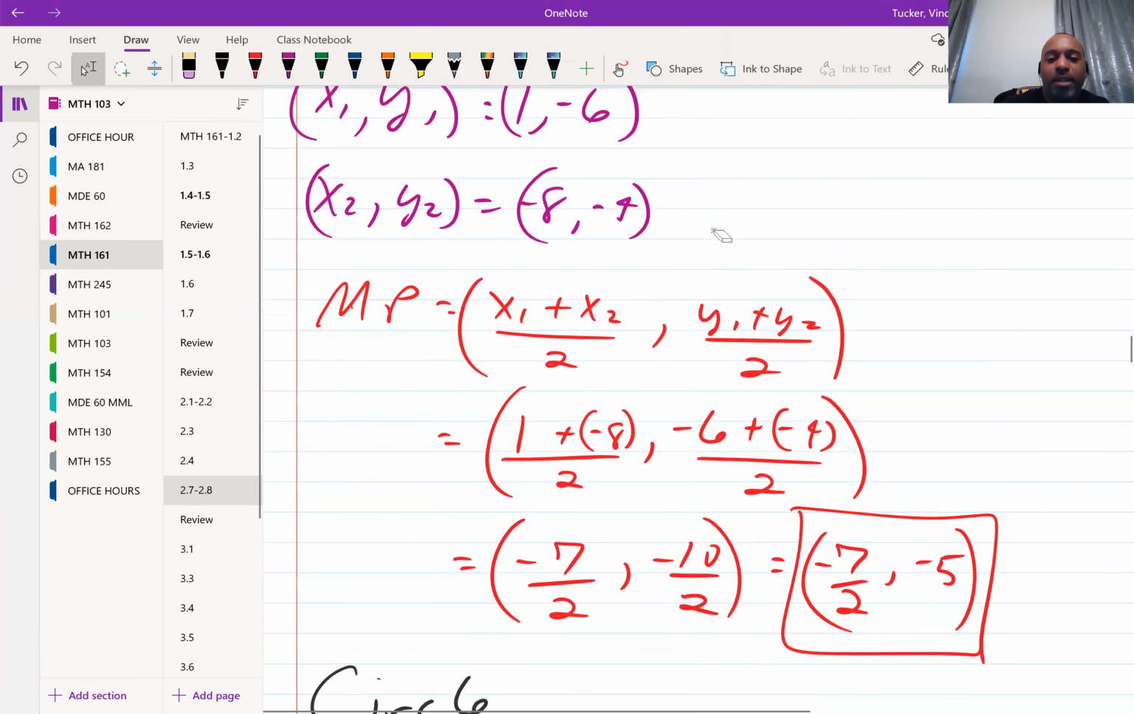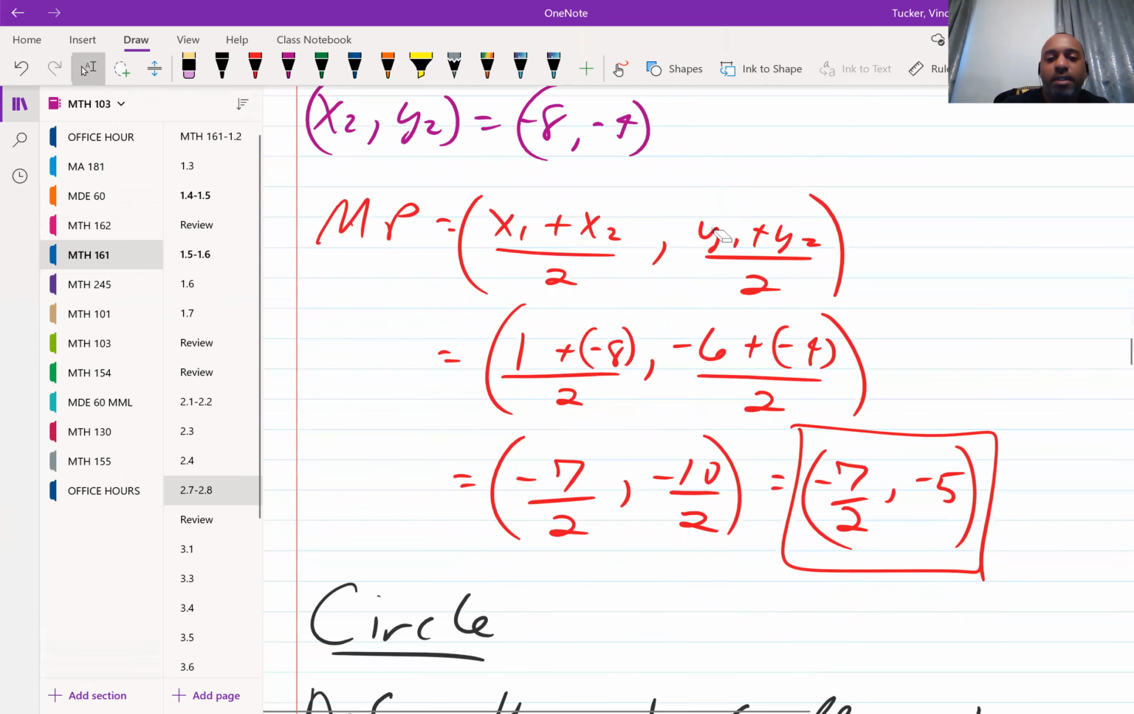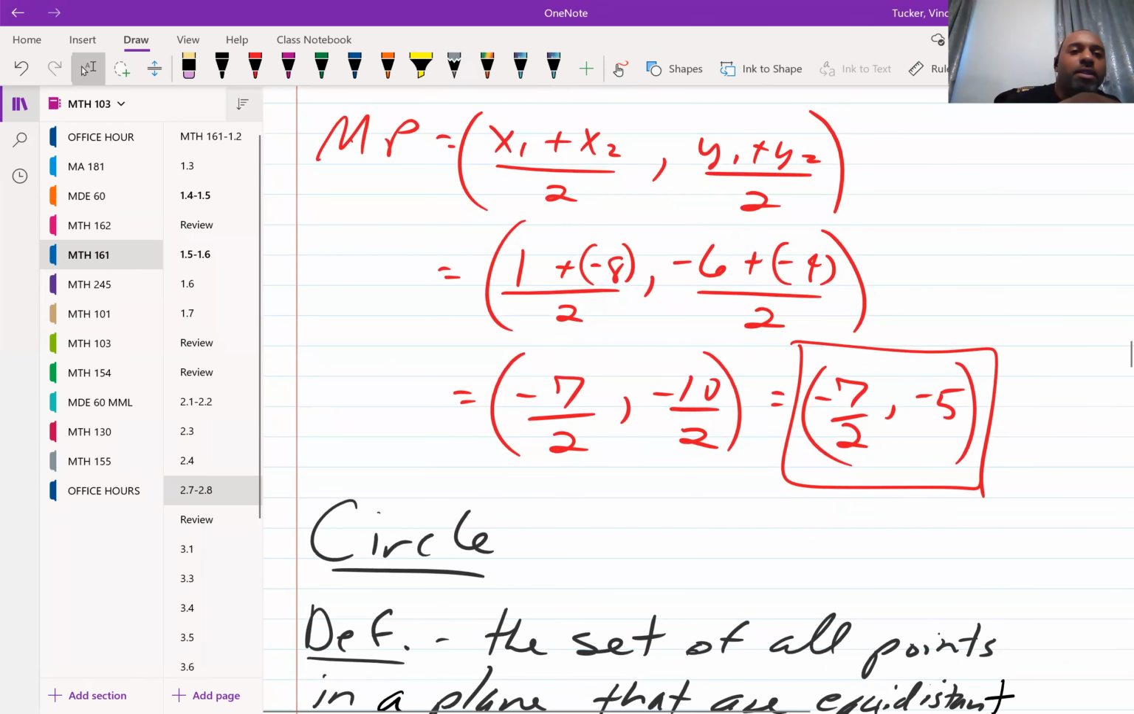Anybody else? Everybody good before we look at the last thing out of 2-8, circles? All right.